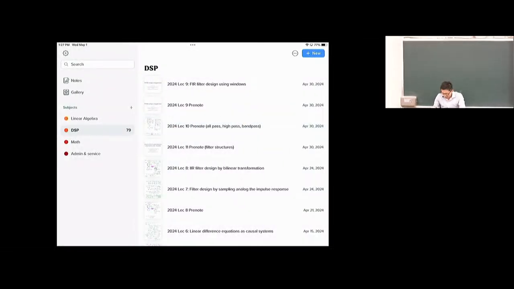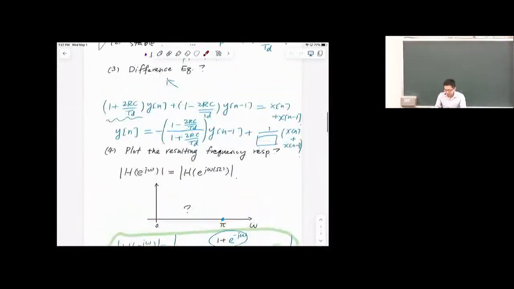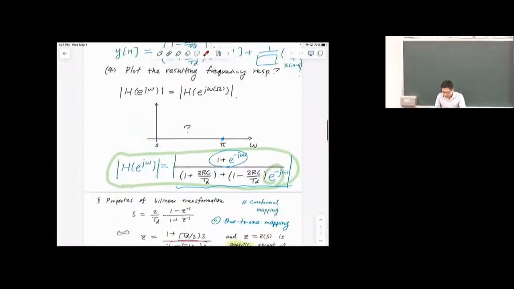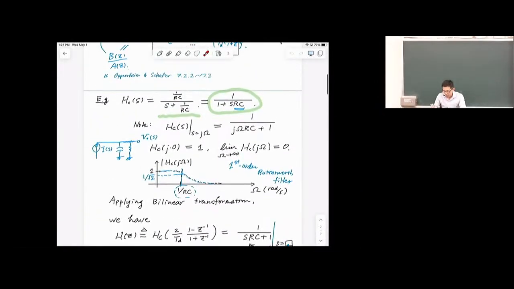But before we dig into lecture 9, let's go back to lecture 8, which is IIR design. So what do we have? Last week we introduced the bilinear transformation.